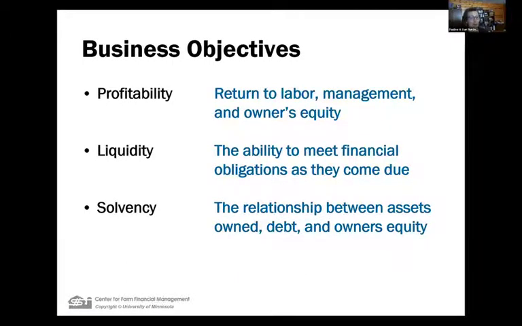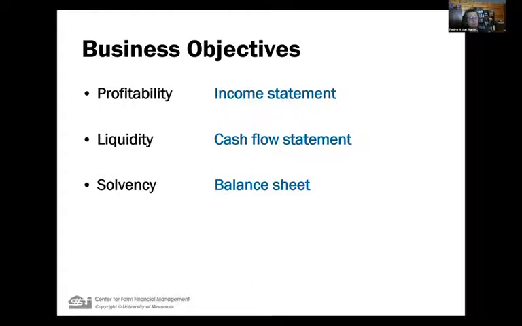Business objectives, I think, resonate with any type of business or farm operation, no matter the size or scope. That includes profitability, having a positive return to labor, management, and owner's equity. Liquidity, or having the ability to meet financial obligations as they come due. And solvency, lastly, being the relationship between assets owned, debt, and owner's equity. So in general in financial analysis, the income statement speaks to profitability, the cash flow statement provides liquidity information, and the balance sheet helps us determine solvency. And we'll take a look at all three of those within FinPack.